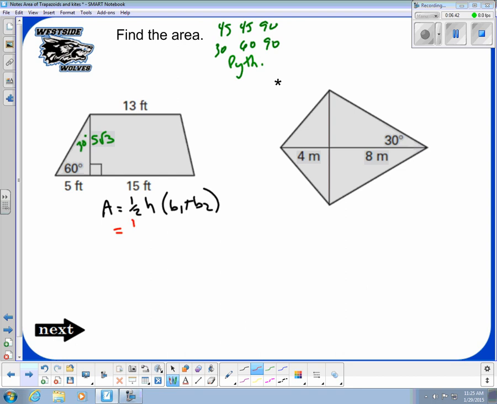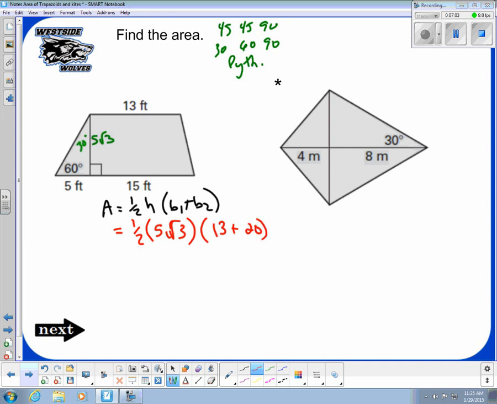So area is equal to 1/2. My height is 5 square root of 3. Times base 1, which is 13, that's the top, plus base 2, which is going to be the 20.